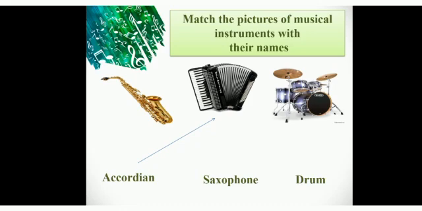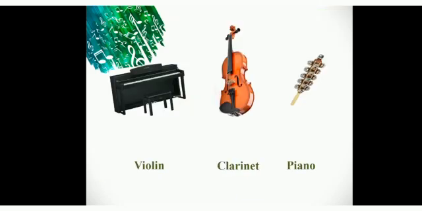Okay, and can you tell me please, where is the saxophone? Saxophone is our first picture. Good. And drum, it is the third picture, yes? Okay, good students. Let's continue. And how do you think? Where is the violin?